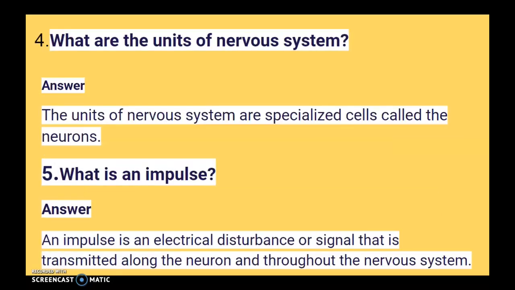What are the units of nervous system? The units of nervous system are specialized cells called the neurons. What is an impulse? Answer. An impulse is an electrical disturbance or signal that is transmitted along the neuron and throughout the nervous system.